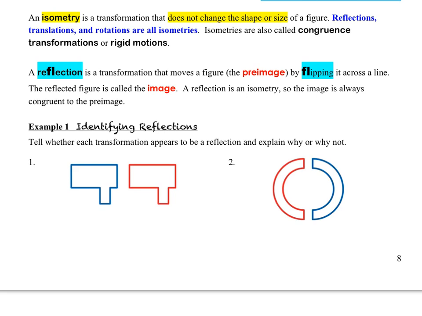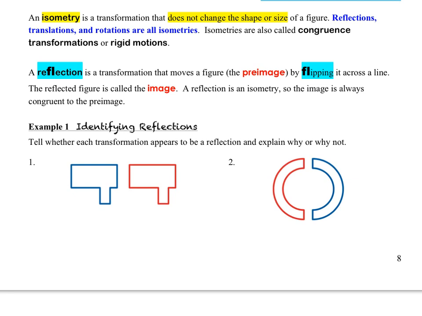We also have other names. They can also be called congruence transformations because when we do those types of transformations, the image is the same size and shape as the pre-image. Also called rigid motions, also called rigid transformations. So just a few different names of basically the same thing.